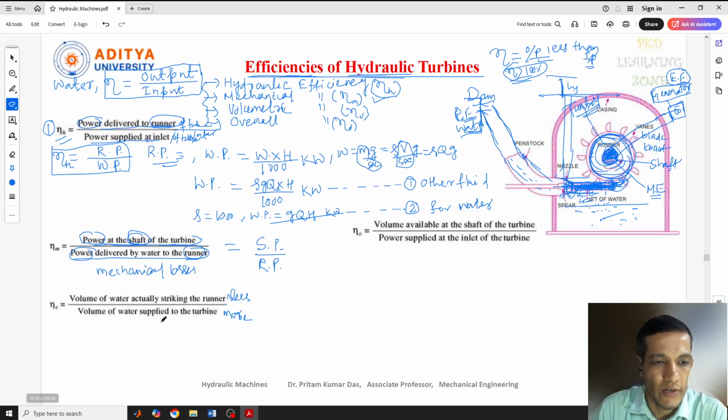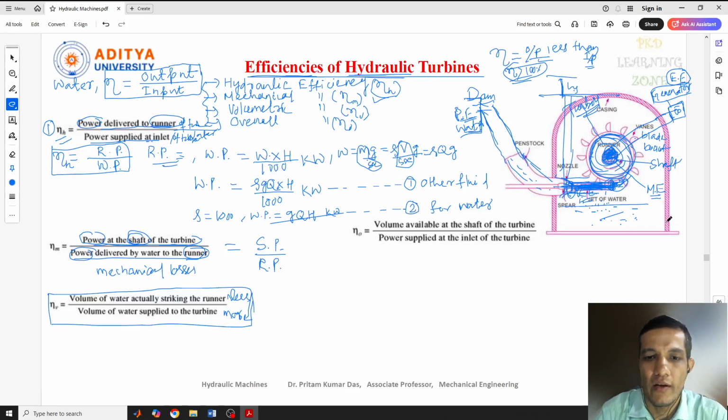That's why it is called the ratio of the volume of water actually striking the runner to the volume of water supplied to the runner. Here also we can write this. Here there is no need to write shaft power or runner power, because this is only about the volume, the quantity of water which is supplied and how much actually is striking the runner.